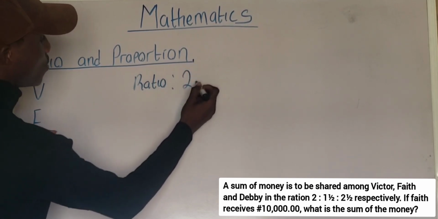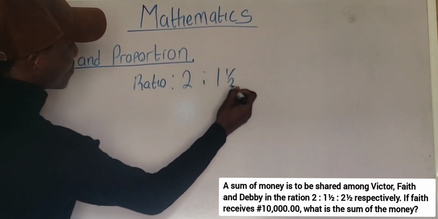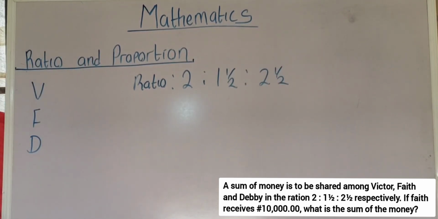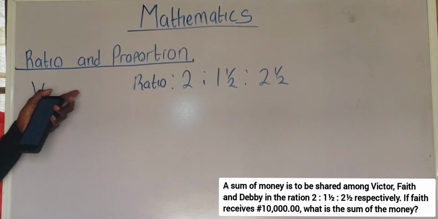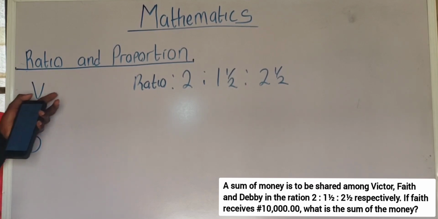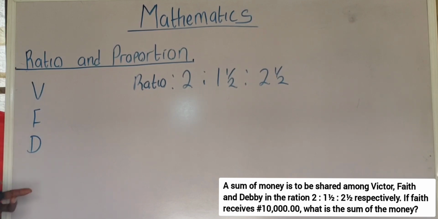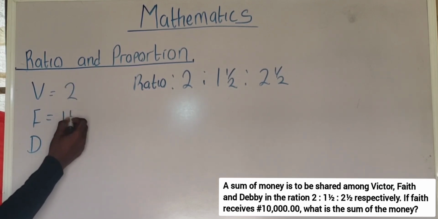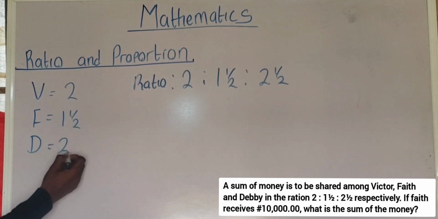The ratio is 2, 1.5, 2.5 respectively. Do you know the meaning? That means that when Victor receives 2 naira, Faith will receive 1.5 naira, and Debbie will receive 2.5 naira. So Victor is 2, Faith is 1.5, and Debbie is 2.5.